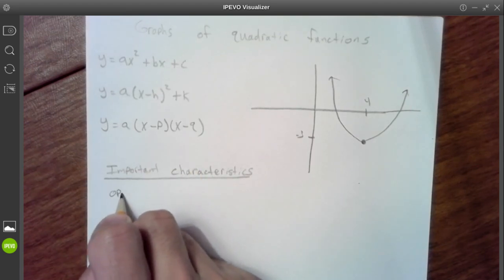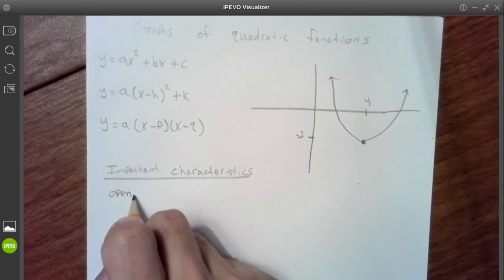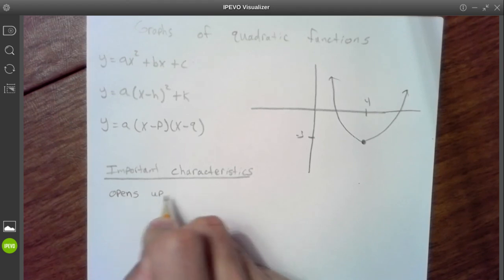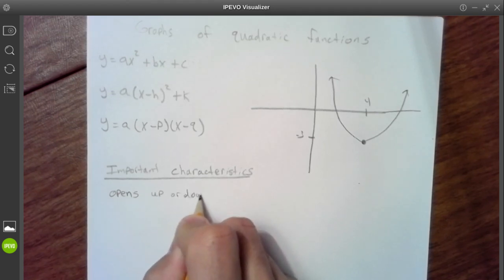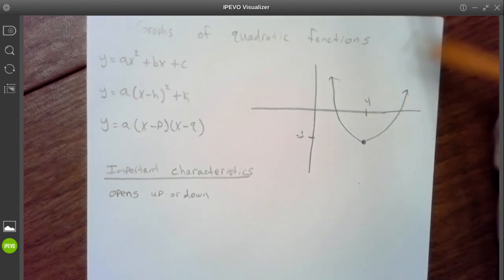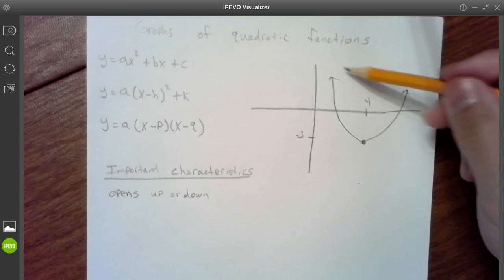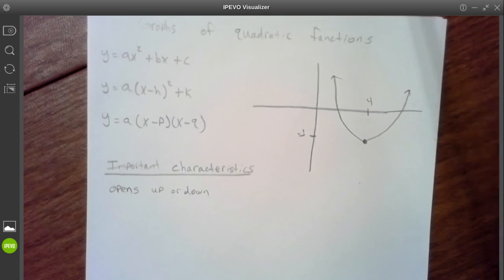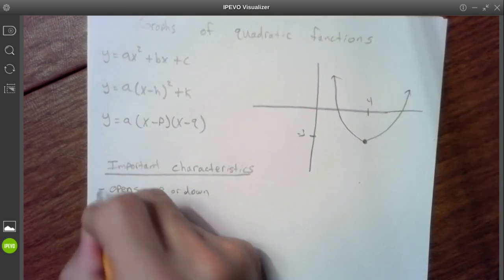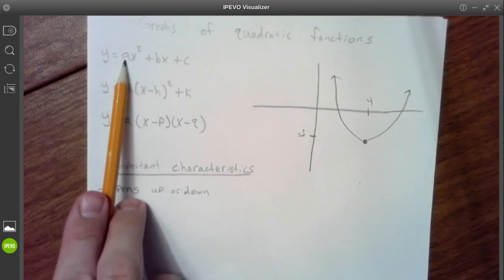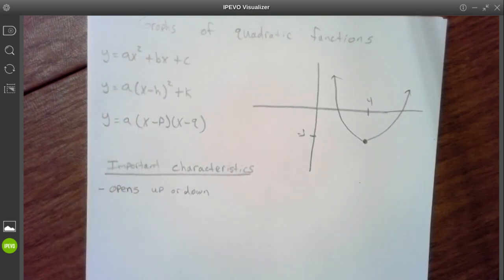The first one is the direction that they're opening, whether they open up or down. This particular one, because these arrows are pointed upwards, you would say is holding water. This one is opening up. That's one of the characteristics that is kind of important. It's a really simple thing to tell algebraically. It's just whether or not this a value right here is positive or negative. That's all you look for.